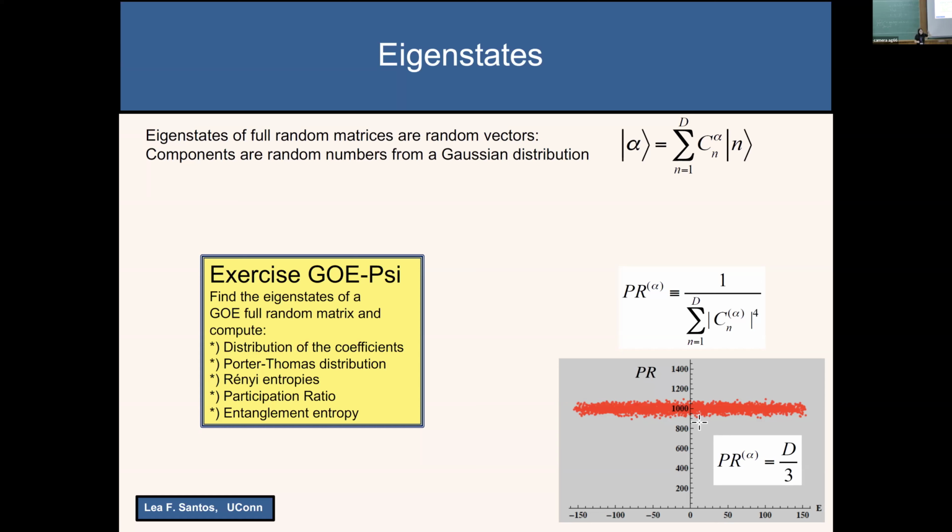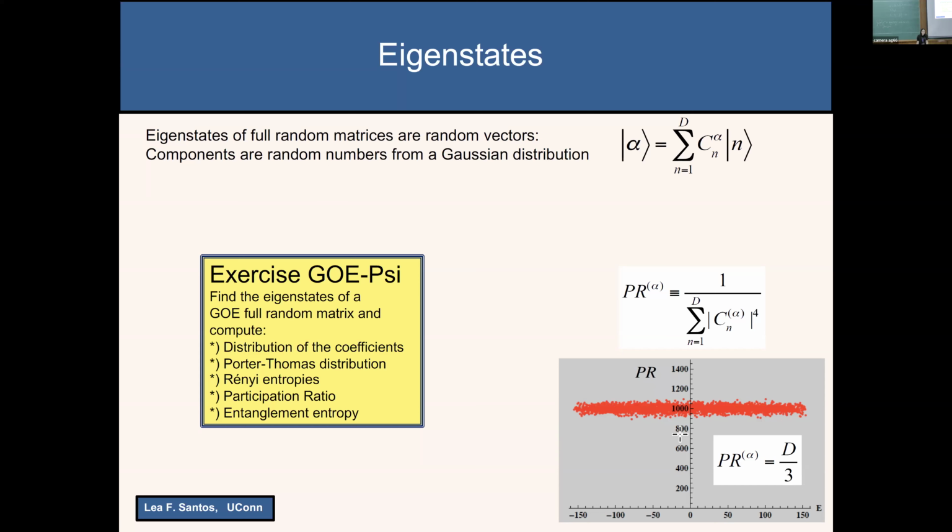But I repeated that for each one of those states. So I got something very close to 1,000 for each one of these states. This is what I'm plotting here. One dot here is one state, another dot is another state, and so on. And so you see that they are all very close to the dimension divided by 3. That's it.